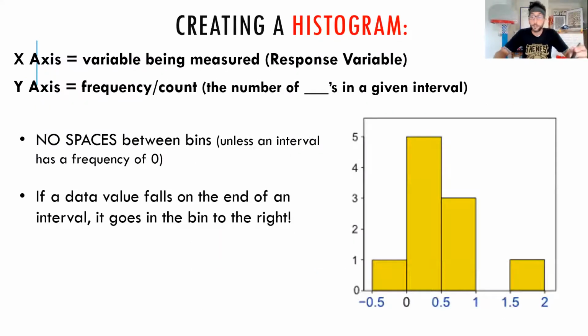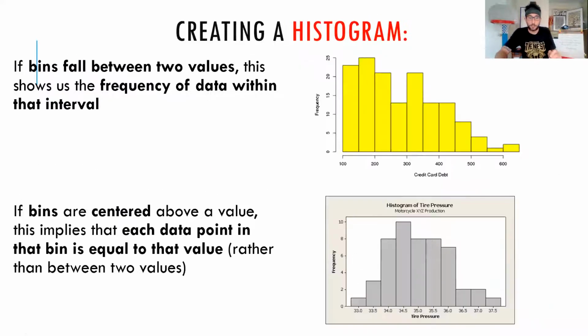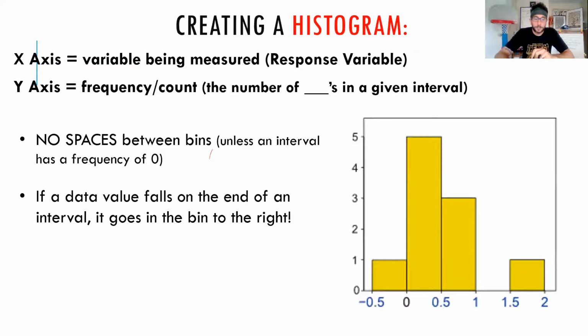When we create a histogram, the x-axis, the horizontal axis, is always the variable being measured. I don't really like that I said response variable here, whoops. So the x-axis is our one variable, the variable being measured. I'm going to cross this out because I don't really like it that much.